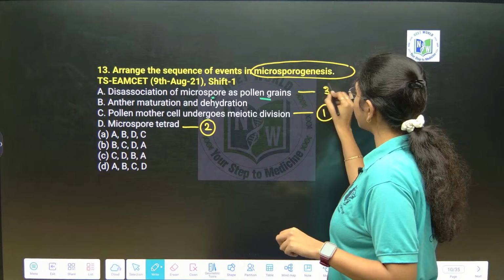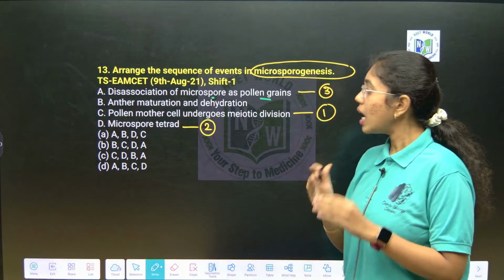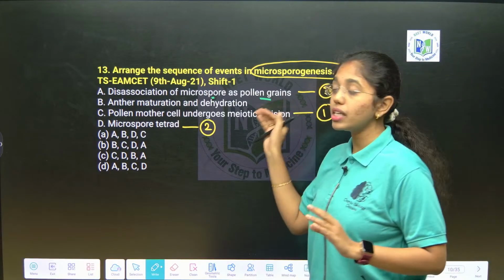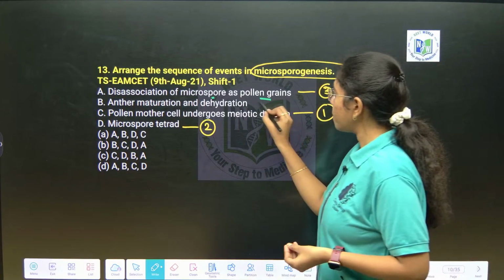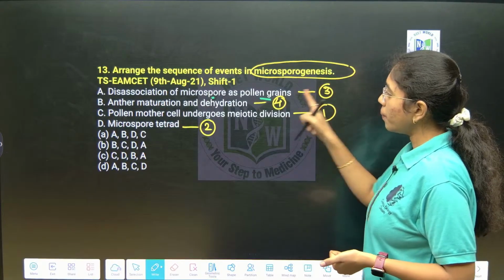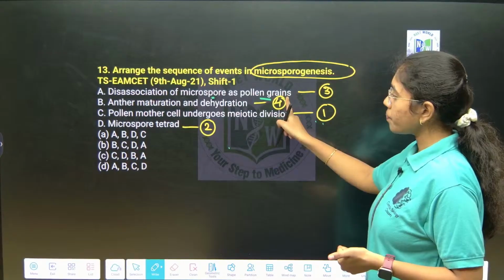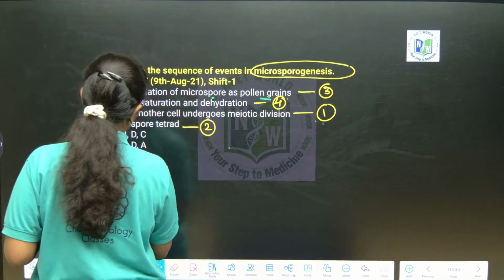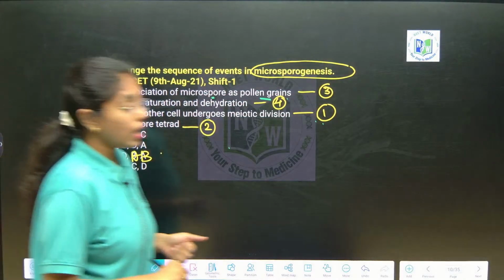This is the third change, and at the time of dispersal of the pollen grains, what happens? Anther will mature and dehydrate. Dehydration will help in the release of pollen grains from pollen sacs. So this is option 4. So here we go with, sorry, first is C, then D, and then A, and then B. Option C. Right? Next.